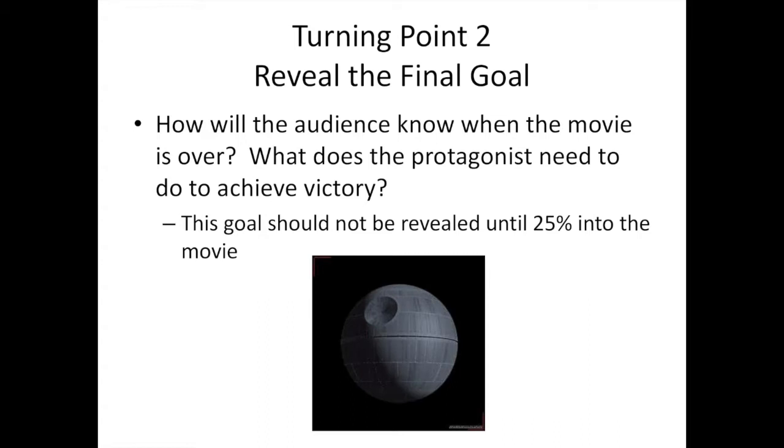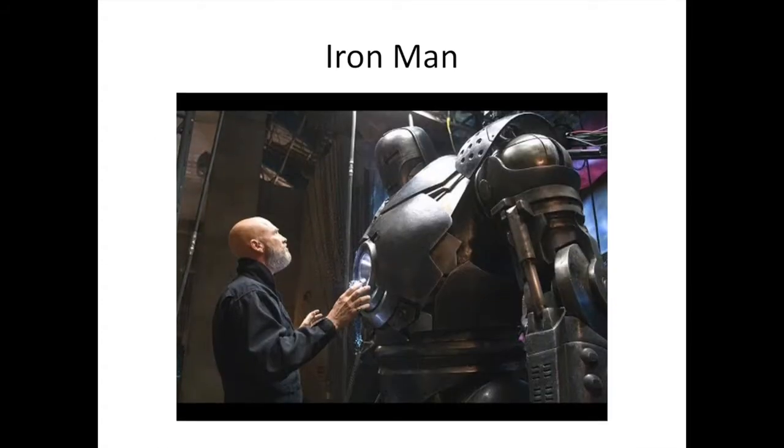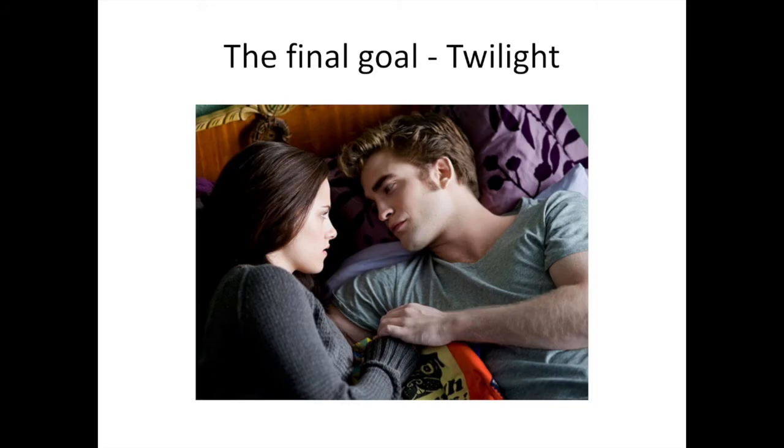That's why you don't see the Death Star in the first shot of Star Wars. You see the Death Star a little bit after you've already met your characters. In Iron Man, that's when the bad guy builds his own Iron Man suit. And we know at some point, big bad Iron Man is going to have to fight regular Iron Man. In any love story, the final goal is always the two characters getting together.